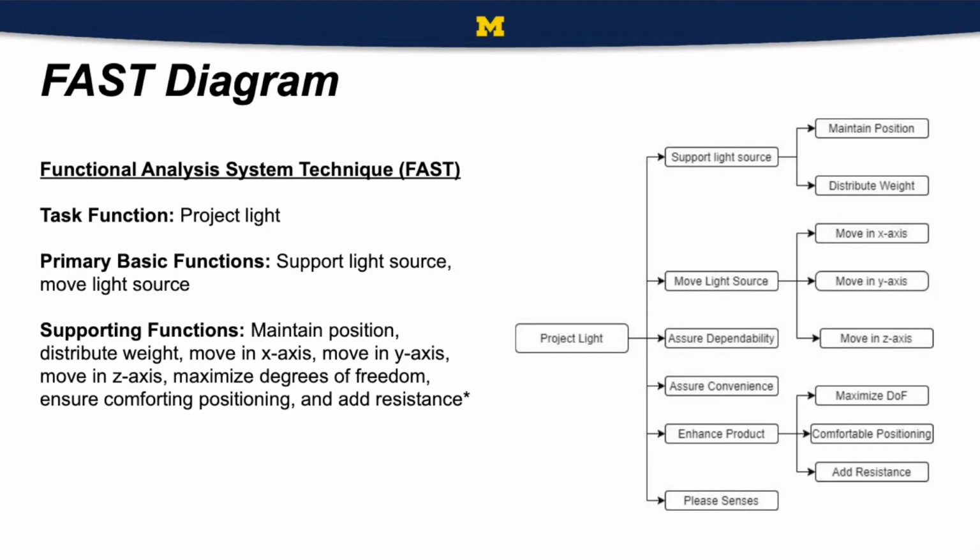We also addressed some supporting functions that would enhance the product. To do this, we would maximize the degrees of freedom to allow the user the maximum possible flexibility in orienting the light. We would enable comfortable positioning to ease the process of adjusting the orientation, and we would add resistance to enable precise adjustments to the orientation of the light.